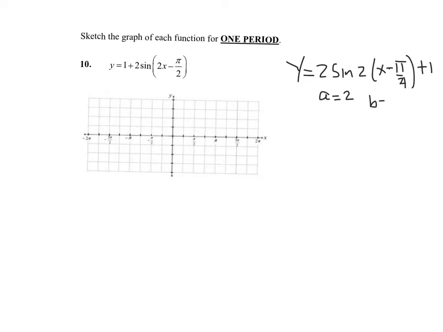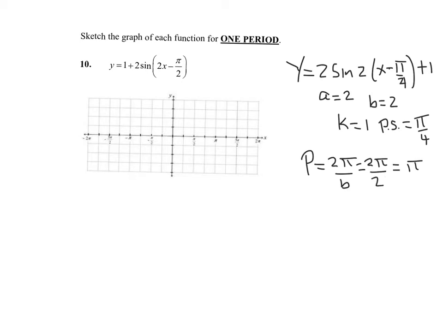So I can see a is equal to 2, b is equal to 2, k is equal to 1, and the phase shift, I'll call it PS, is equal to pi over 4, and that's going to go to the right. So now I can start my graphing. Let me start by finding the period. The period is going to be 2 pi over b, which is equal to 2 pi over 2, which is equal to pi.